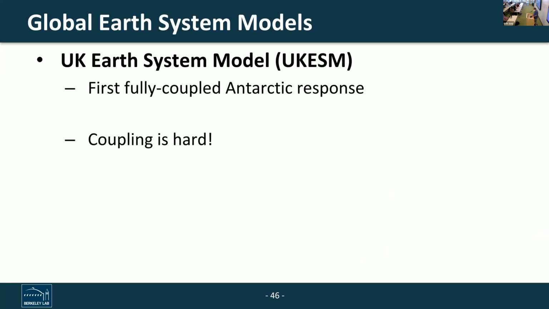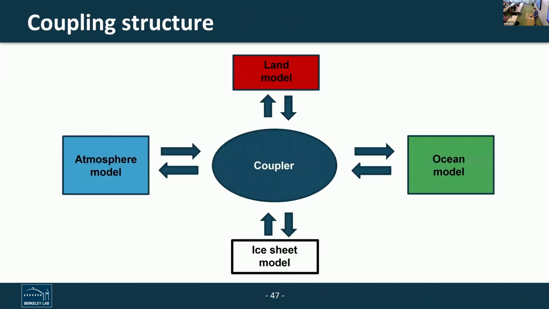You want to couple BISICLES to ocean or, sorry, ice sheet models to Earth system models. BISICLES has been coupled to the UK's Earth system model. It produced the first fully coupled Antarctic response, where you actually have the ice fully interacting with the climate system. It turns out that's very hard. Coupling is very hard because you basically put in the model and then step back and hit it with a hammer and hope everything works out. So I just want to mention that we're doing that.